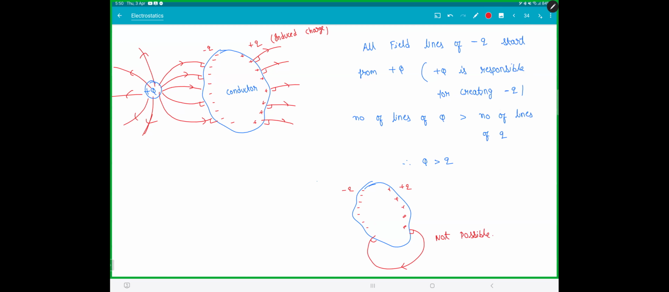You cannot have lines like this. Because tell me again, why did you get plus q in the first place? Because this electron went away here, you got a plus q now. So minus q and plus q are not created due to each other. But there is another reasoning also, but we will need more about that. We will talk about that in potential.